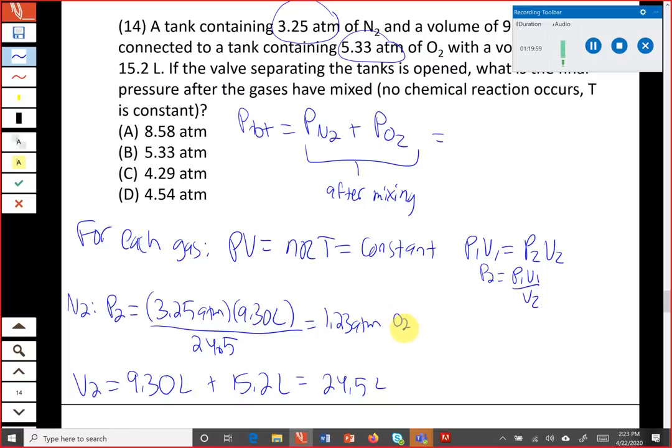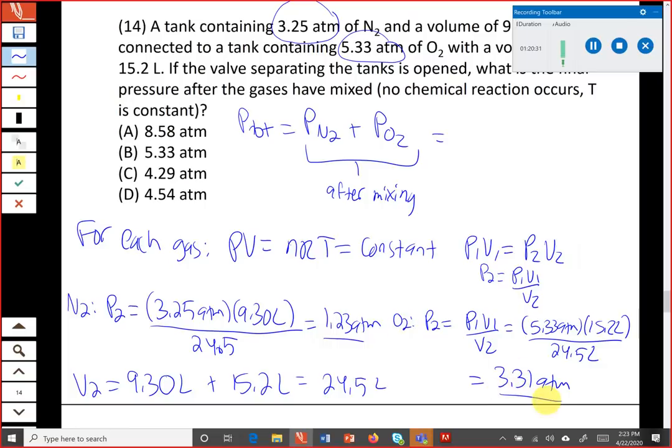And then for oxygen, the partial pressure after mixing, the initial pressure for oxygen was 5.33 atmospheres. The initial volume for oxygen is 15.2 liters. And then the final volume, as we said, is the same for both, 24.5 liters. So the final partial pressure for oxygen is 3.31 atmospheres.